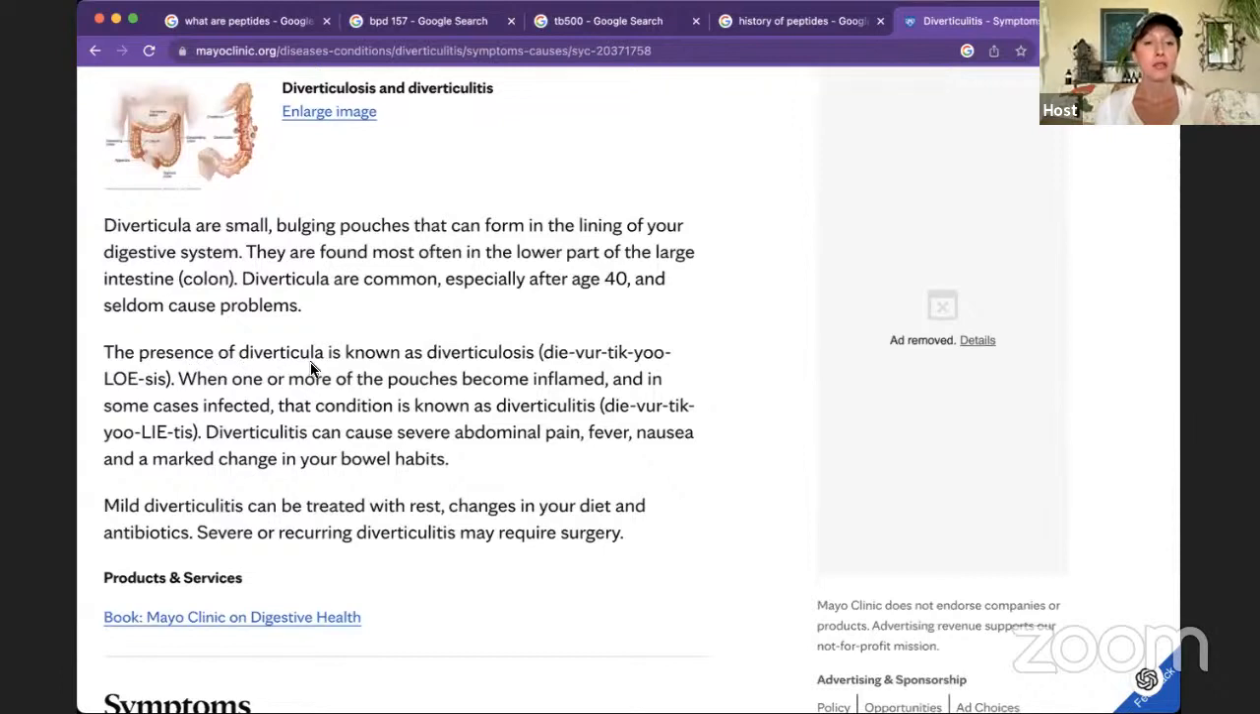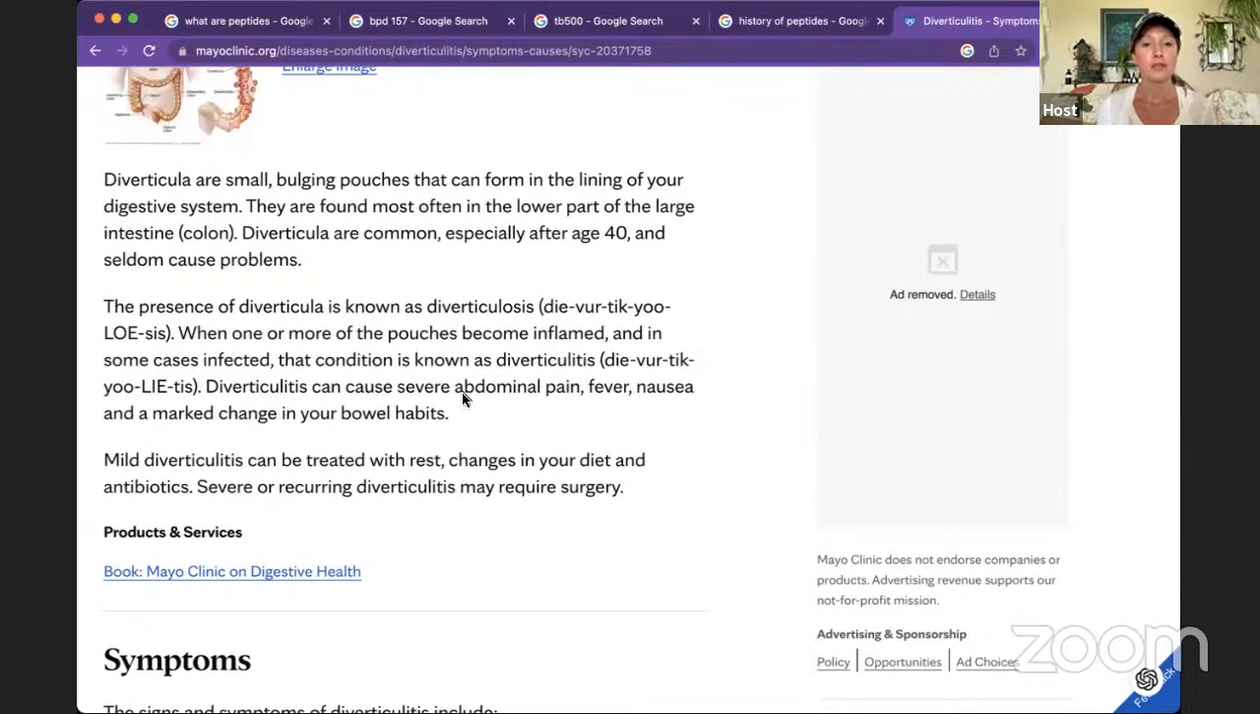The presence of diverticula is known as diverticulosis. When one or more of the pouches become inflamed, and in some cases infected, that condition is known as diverticulitis. So when there's an infection and inflammation. By the way, a pouch is like a sack. You might put some food in a pouch to carry it somewhere. It's like a little bag that the body made.